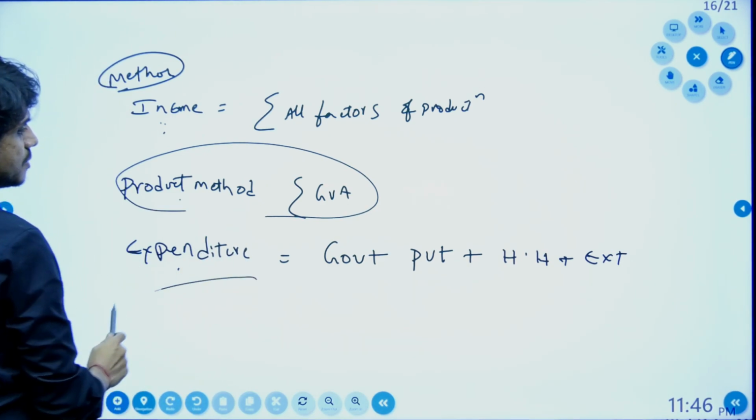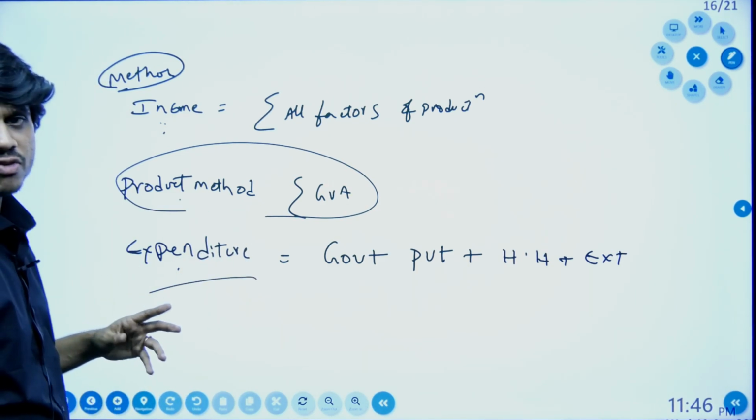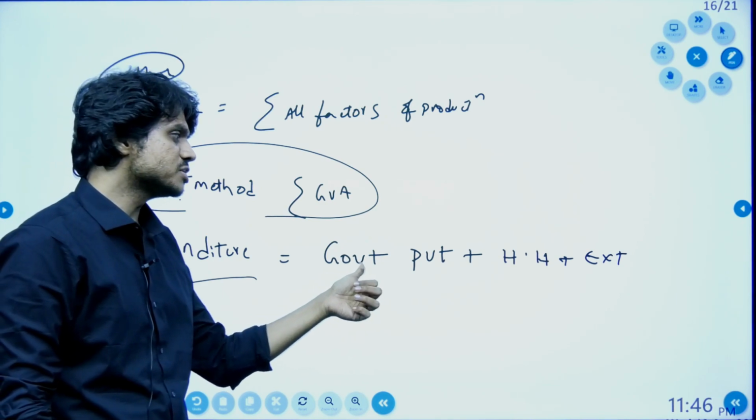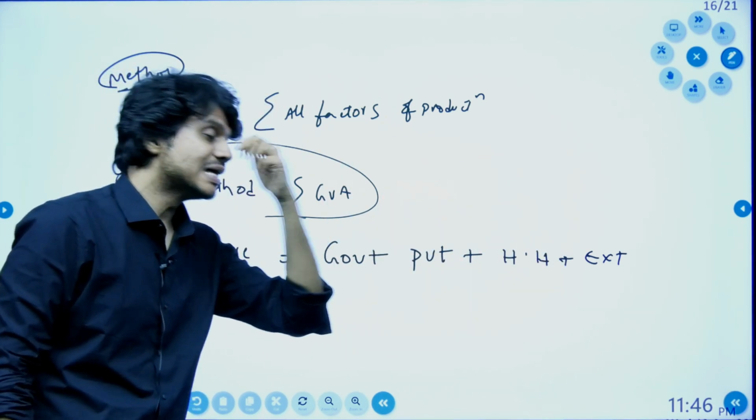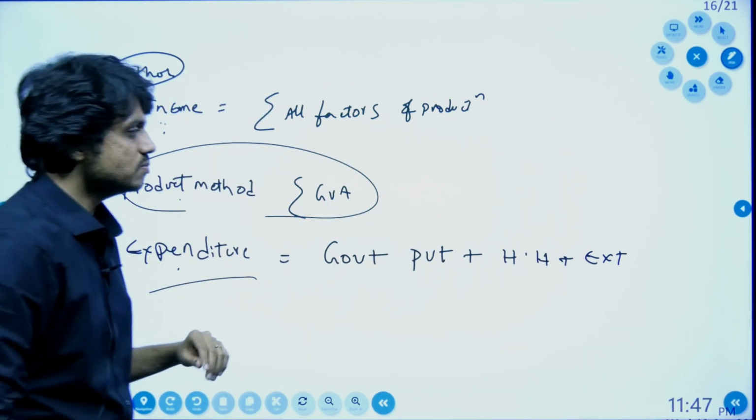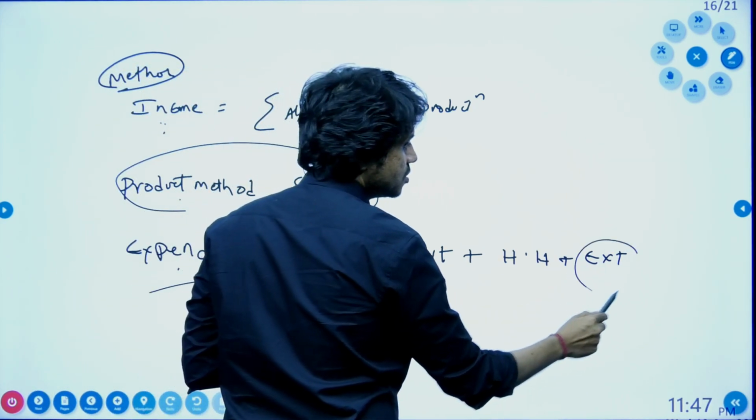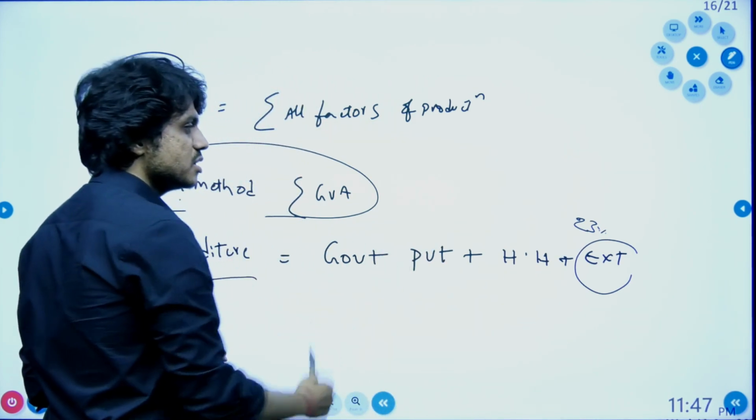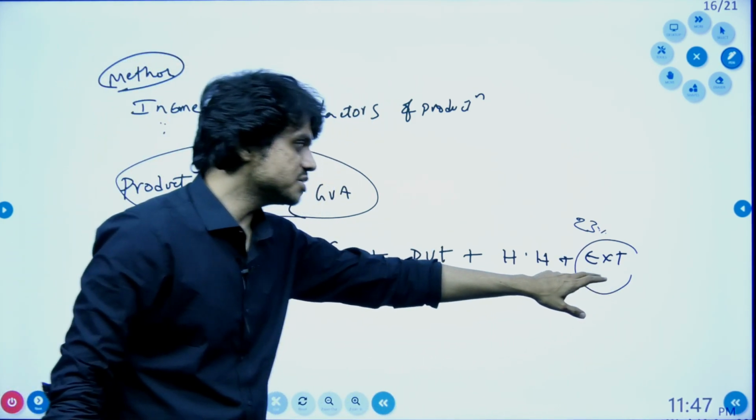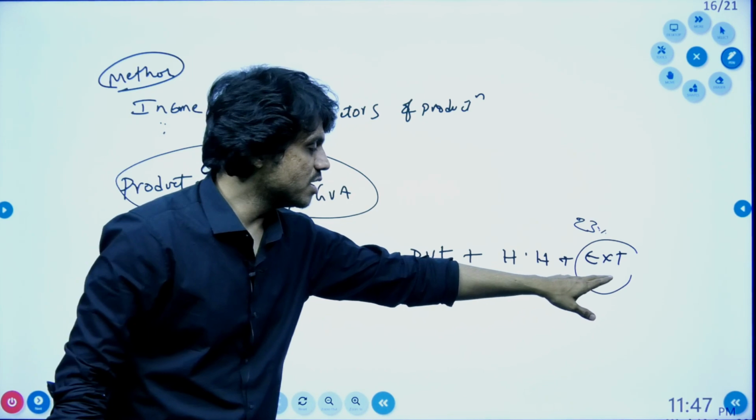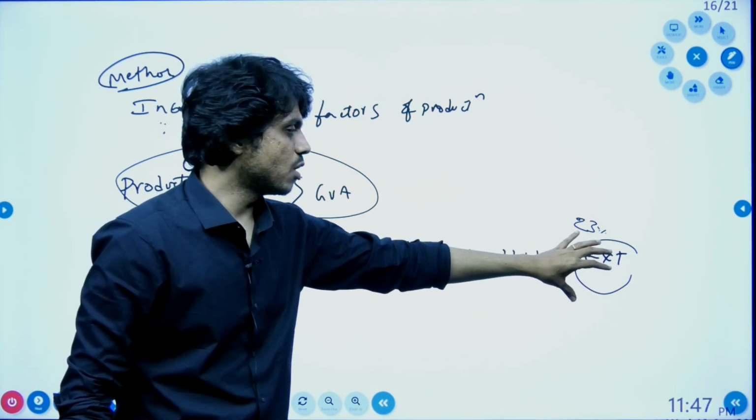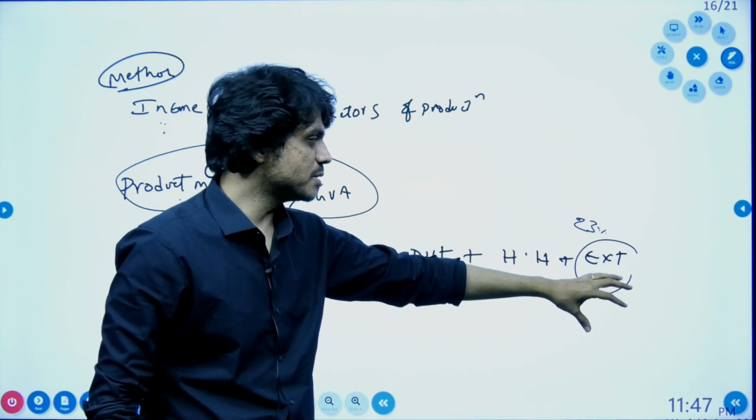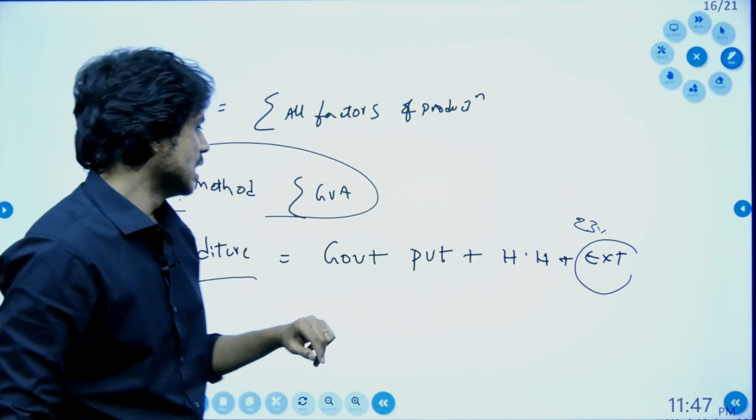Then there is the expenditure method. To calculate the expenditure method, we know there are 4 sectors present. That is the government sector, private sector, household sector and the external sector. Now I have told you this is contributing 23% of the GDP, right? That's the reason our exports are very important for us. We are earning 23% of the GDP because of this component.